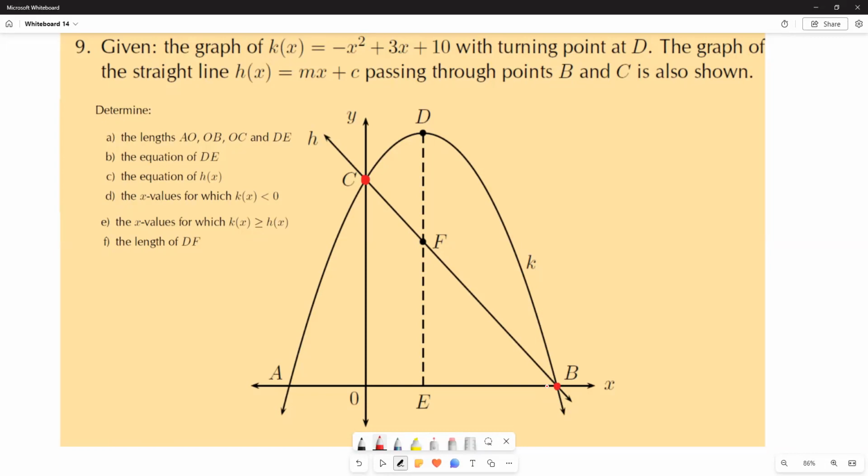So B and C, we call them points of intersection. Those are the points where the two graphs are equal. Okay, perfect. Now let's look at the parabola.